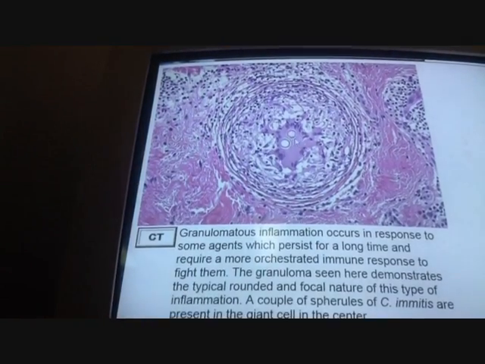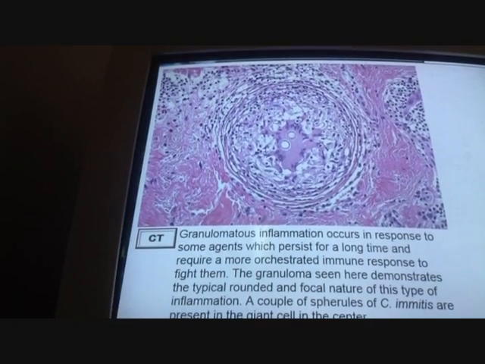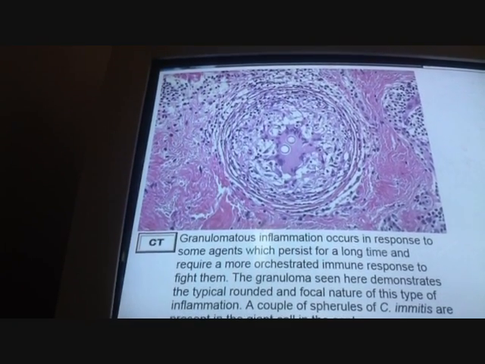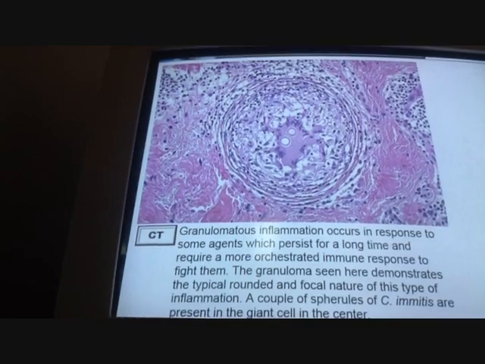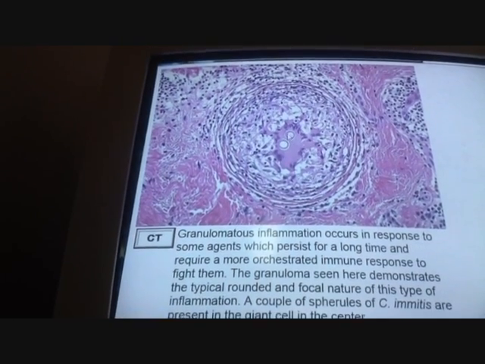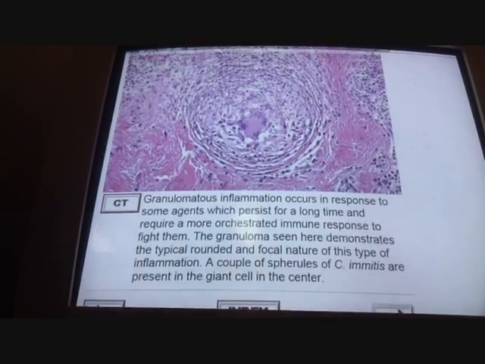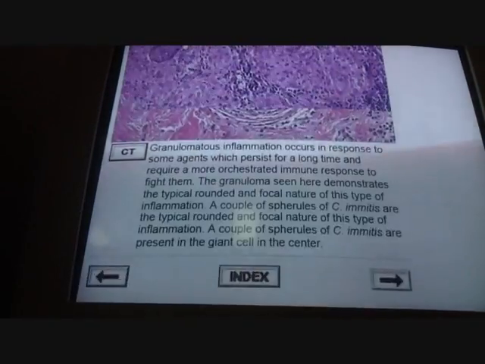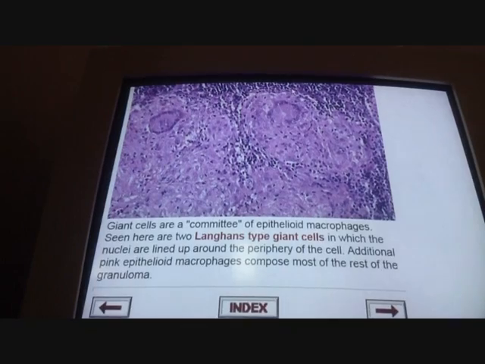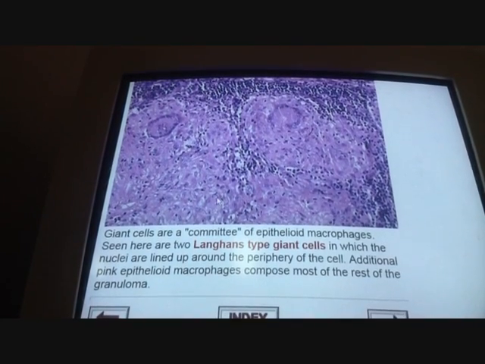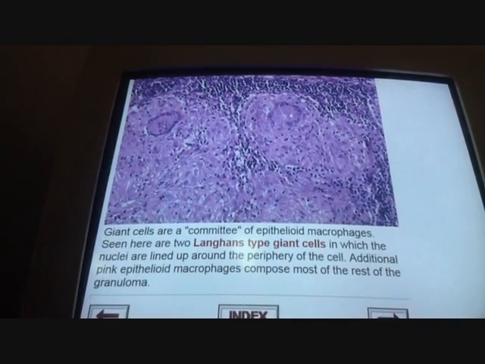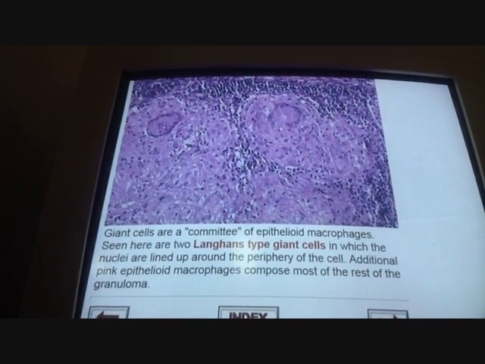Okay, in this granuloma, we have here the microorganisms found within the large multinucleated giant cell. This is a giant cell engulfing those microorganisms, and surrounding it, we have the rest of the granuloma. Those are other granulomas, but here we are going to just concentrate on this large cell.